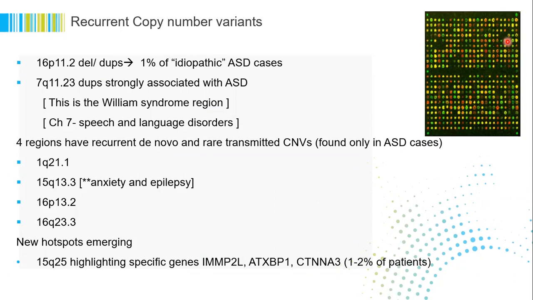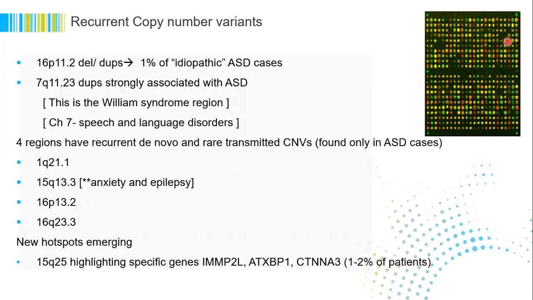So these are certain chromosomal areas in which deletions and duplications have been found to be recurrent. They have been found in multiple cases all over the world, and they are not private variants. Almost 1% of the idiopathic ASD cases might have variation in 16p11.2. It could be a deletion, it could be a duplication.